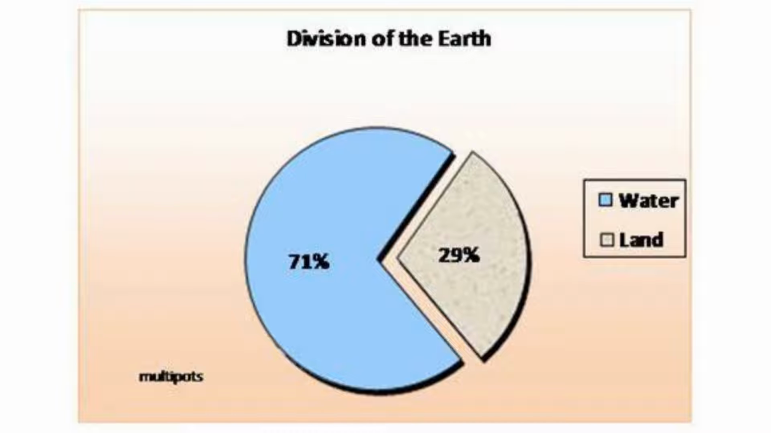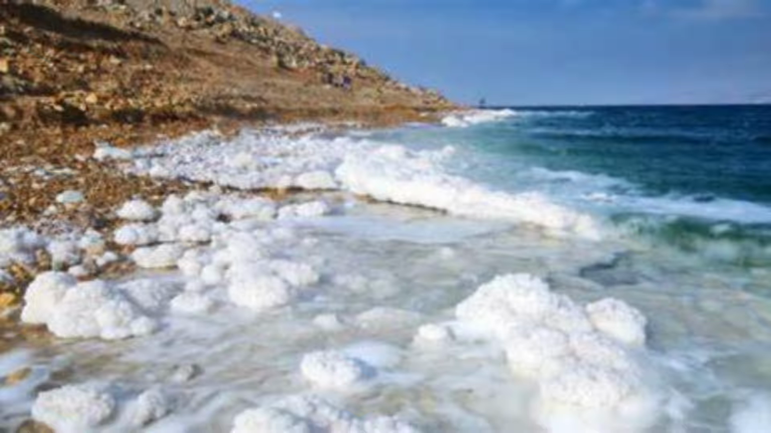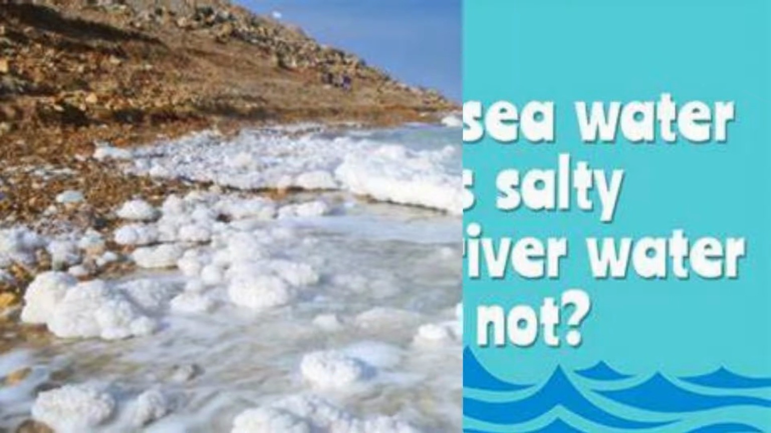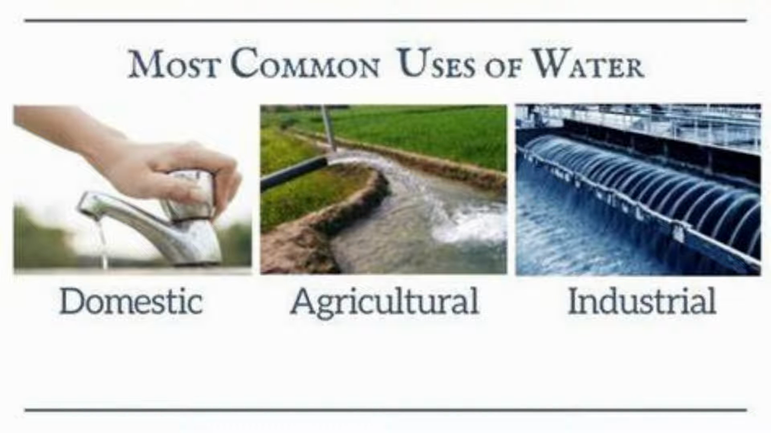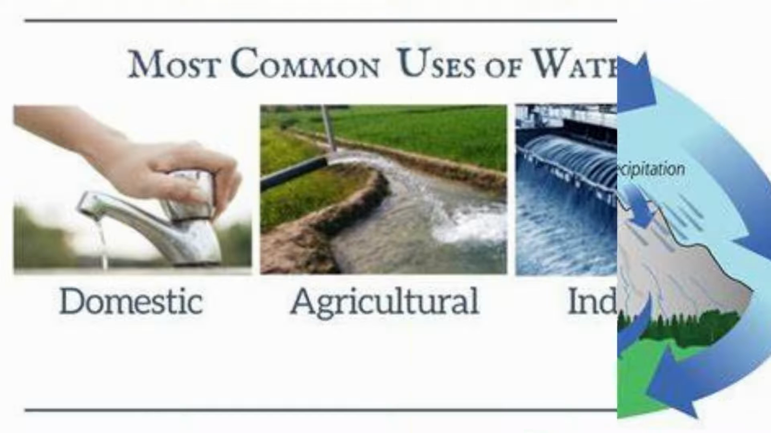Do you know that about 2/3 of the earth is covered with water? Most of the water is in oceans and seas. The water in the oceans and seas has many salts dissolved in it. The water is called saline. So, it is not fit for drinking and other domestic, agricultural and industrial needs.